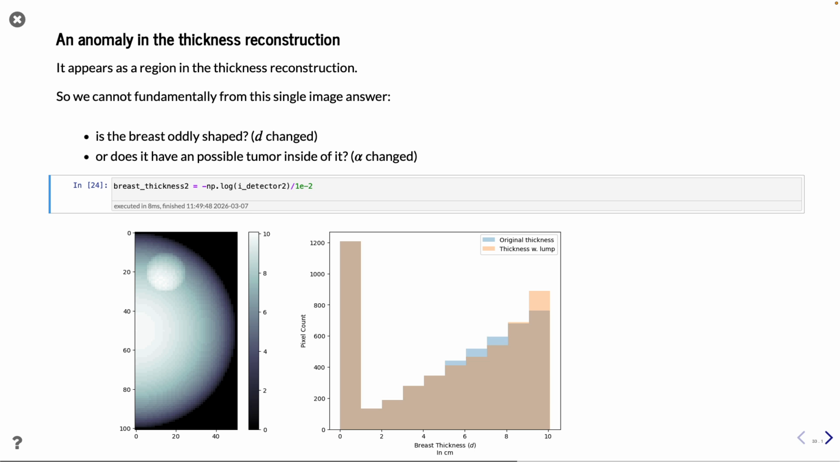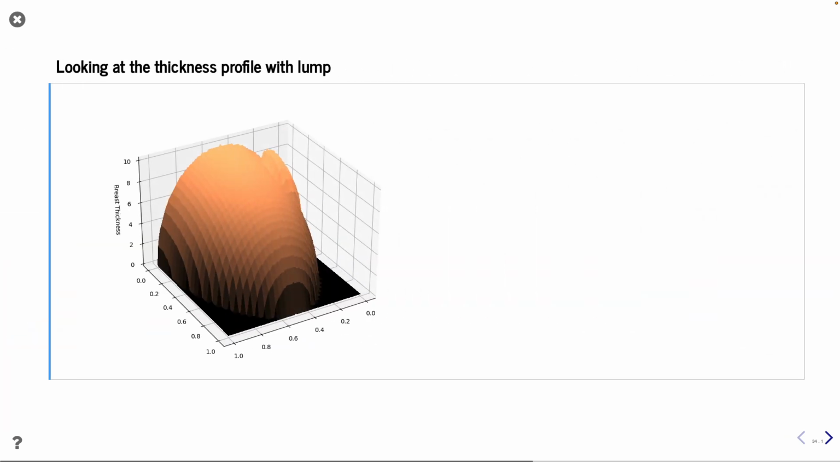We can also do the same with the thickness, and the histogram will show you something that is still a bit misleading. So we have to do something else in order to detect this lump inside. Looking at the thickness profile of it, it looks like we have a different shape of this breast now, and that's not true. On the outside, you never see it directly, so this cannot be. That cannot have been a shape change in this case. So there must be something else.